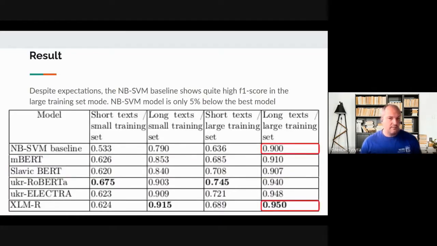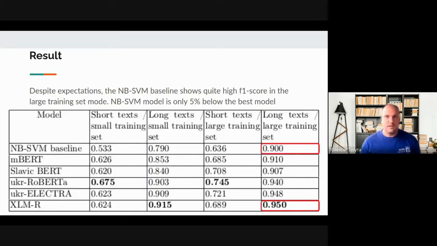And an interesting result: the simple baseline, a linear SVM classifier based on bag of words on long text, provides a result not much worse compared with the XLM model. But we should understand that the SVM classifier requires about 50 minutes to train.